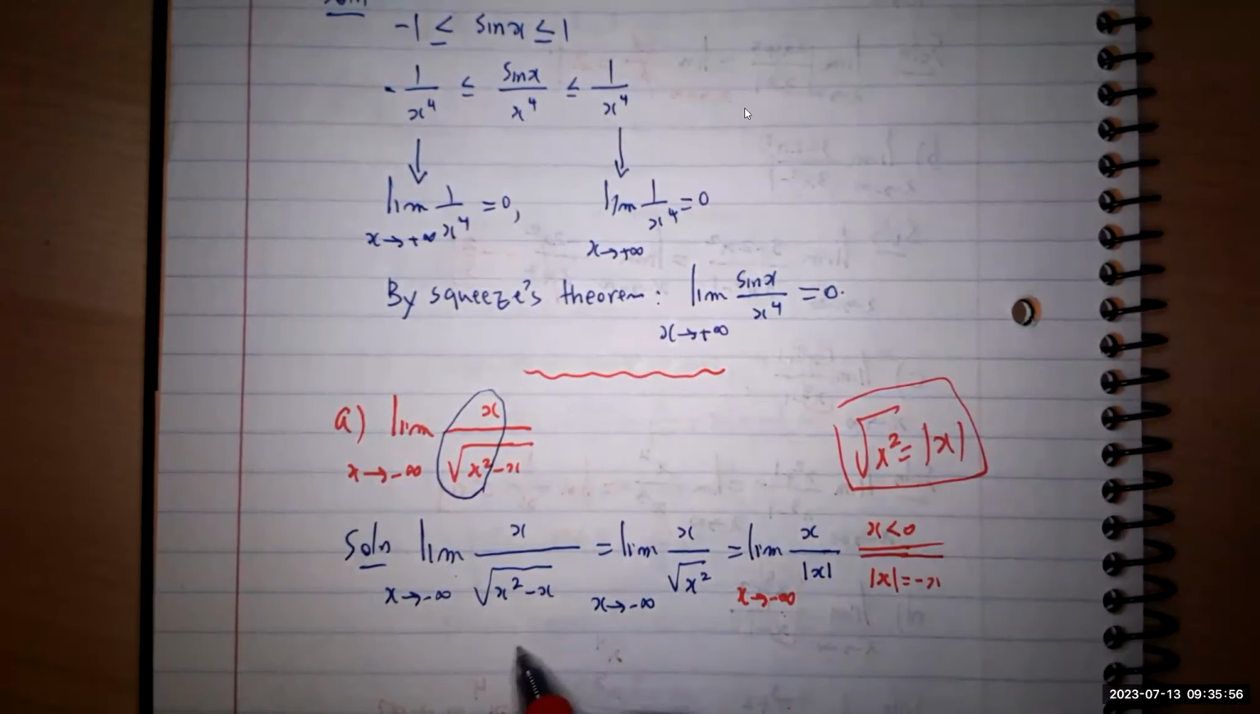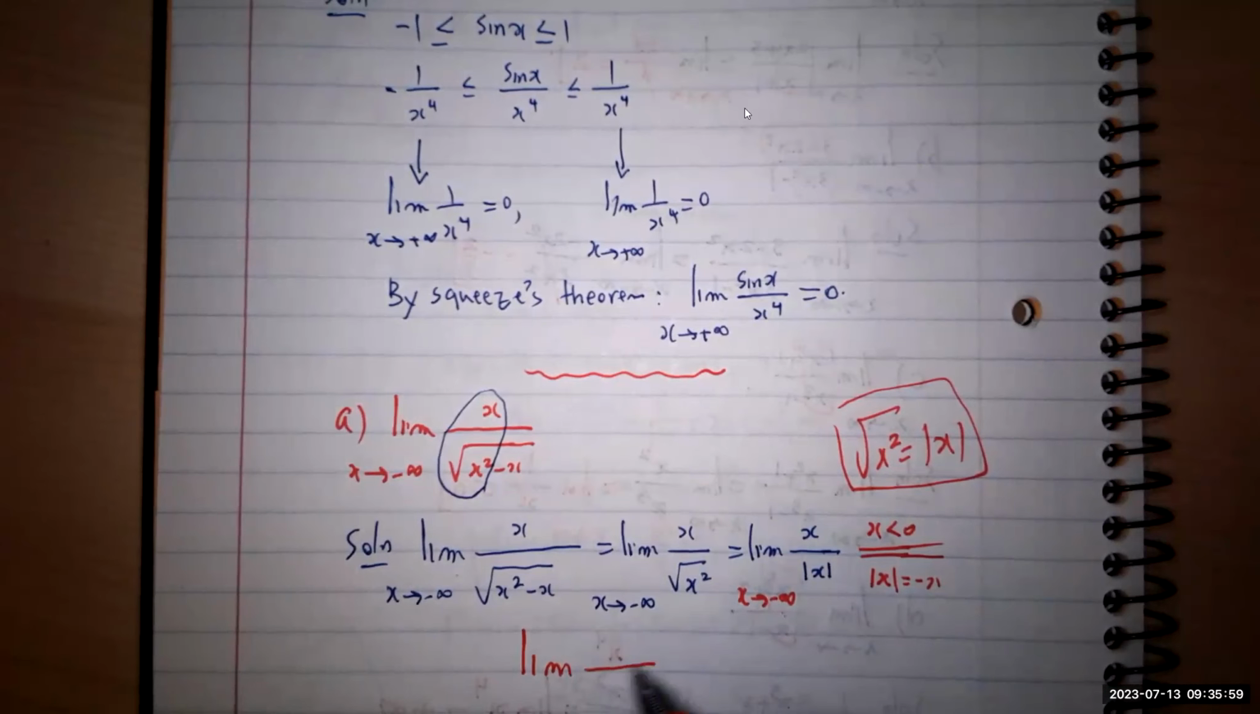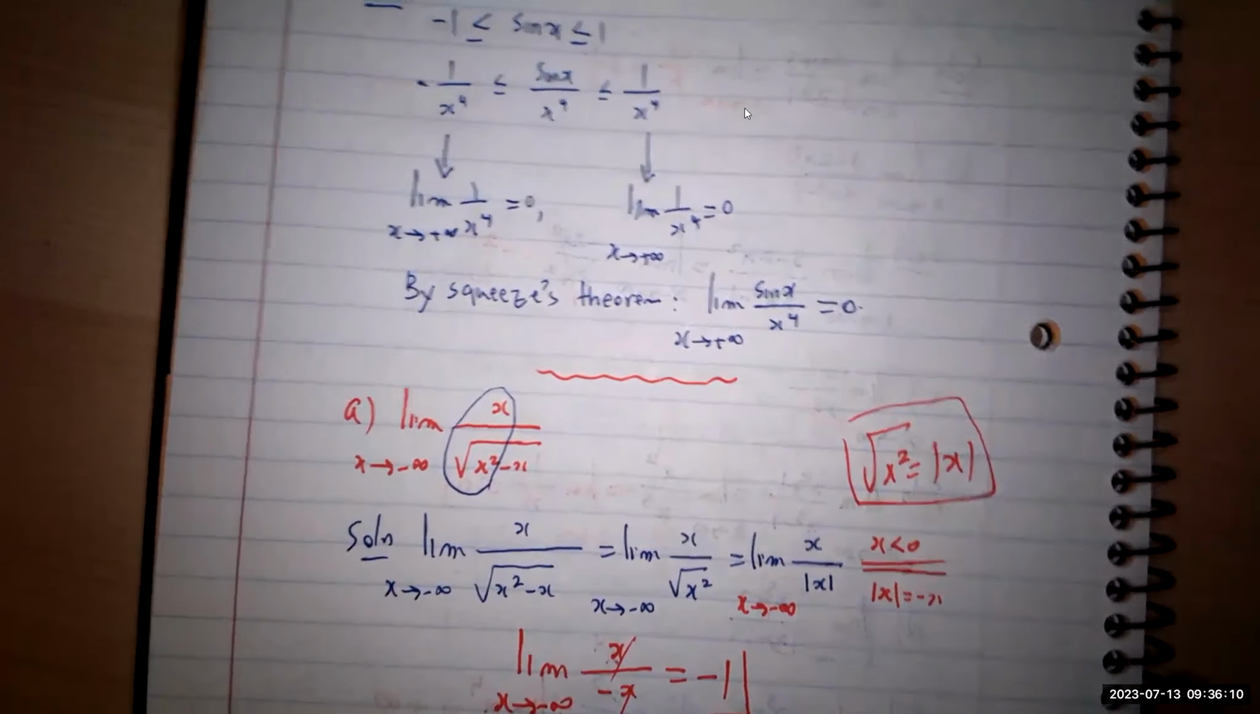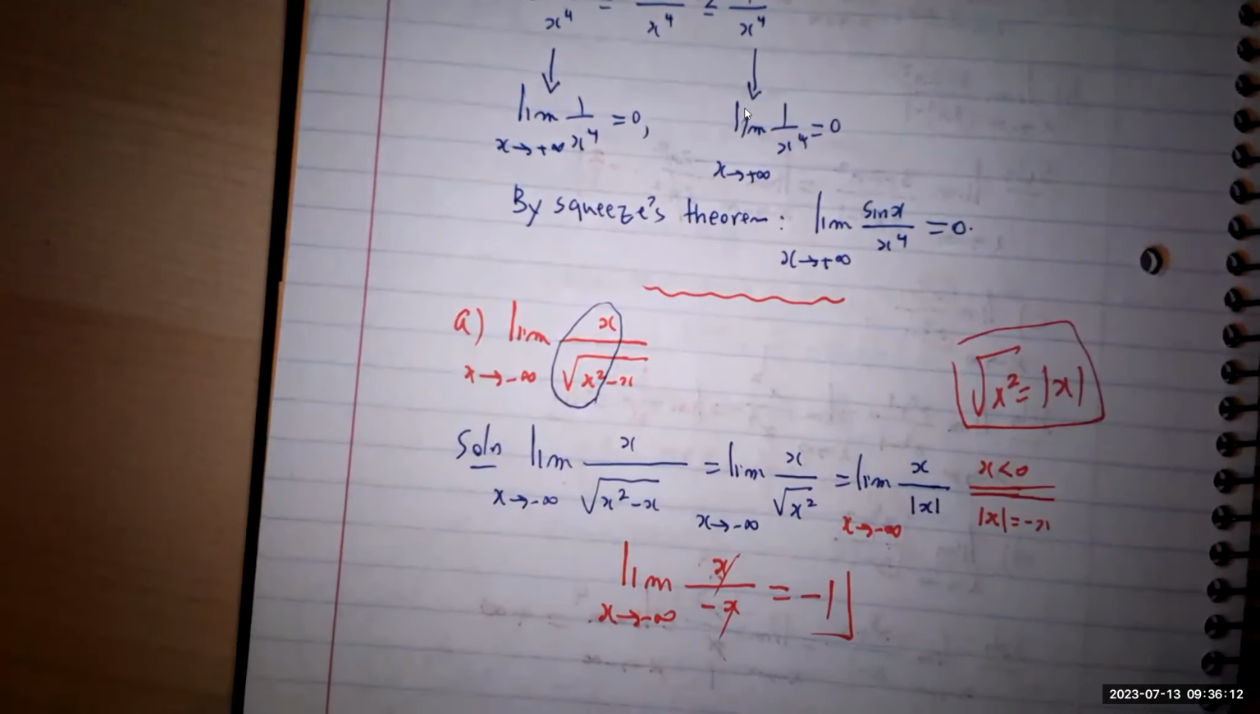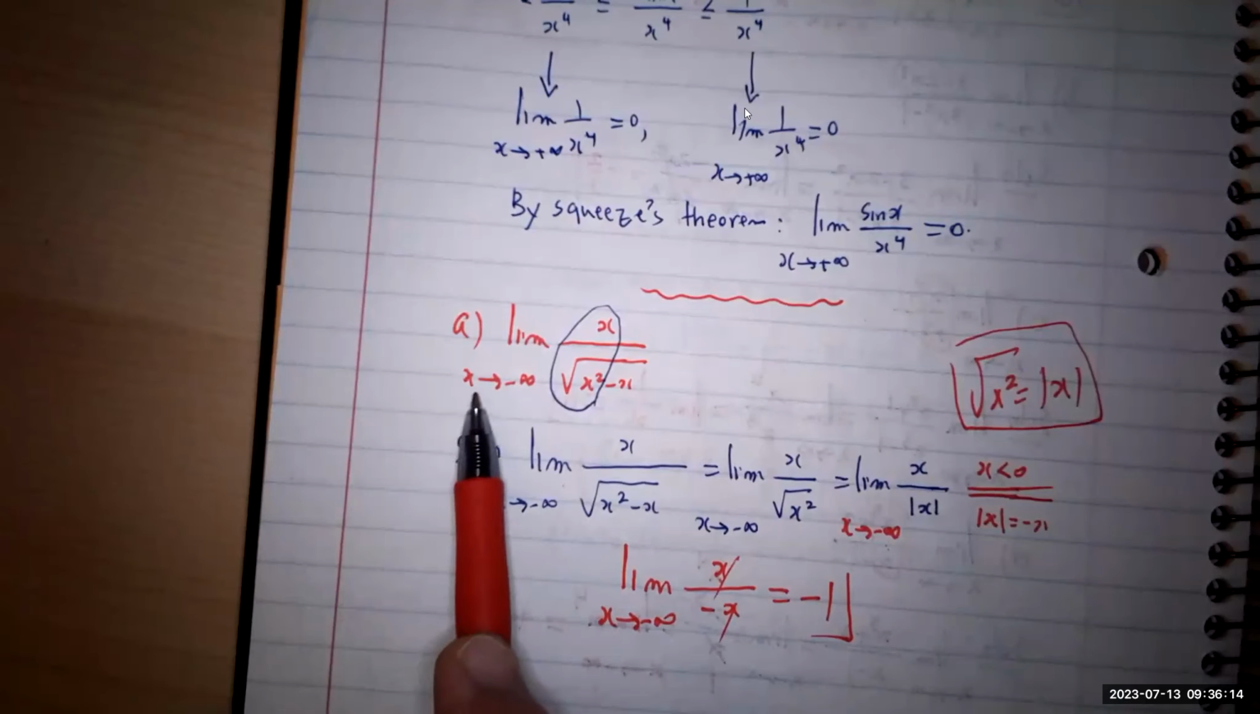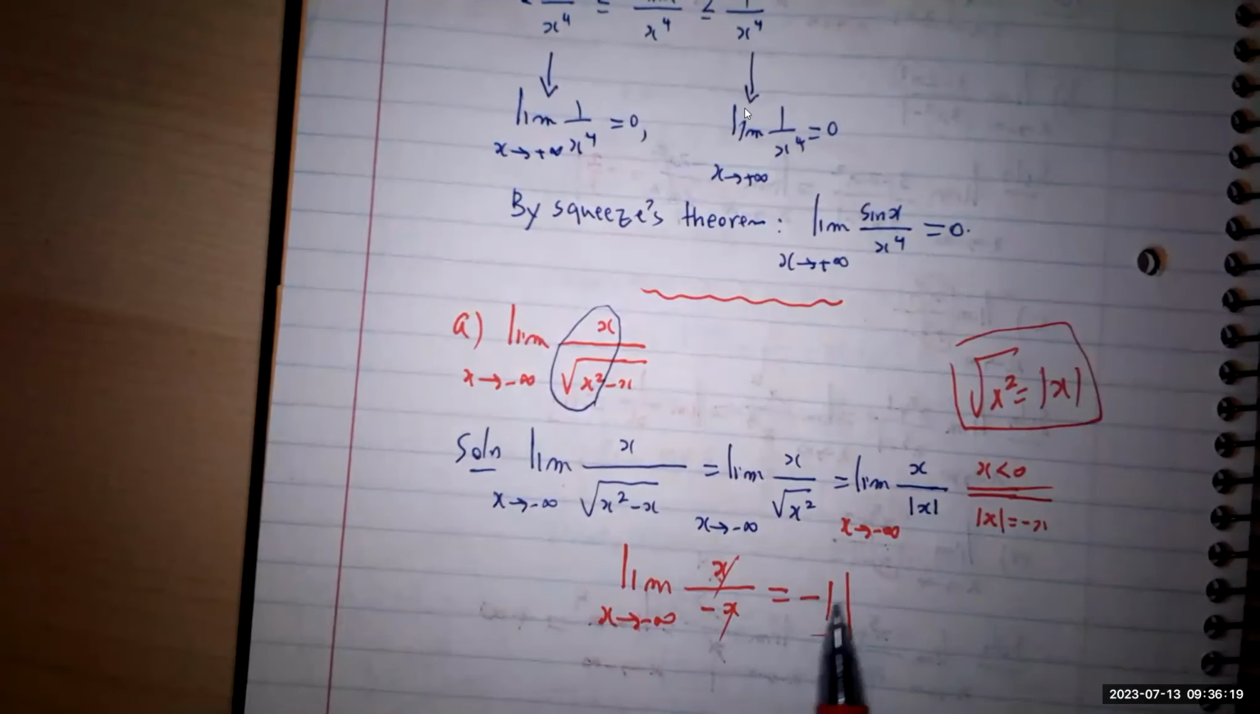So it's going to be equal to the limit of x on the top, negative x on the bottom, as x goes to negative infinity. So you cancel it out. The final answer is -1. Make sure you get this one right. For the same problem, if x goes to positive infinity, this would be +1, because the absolute value of x is equal to the positive x. Any question? Just make sure you don't miss this point.